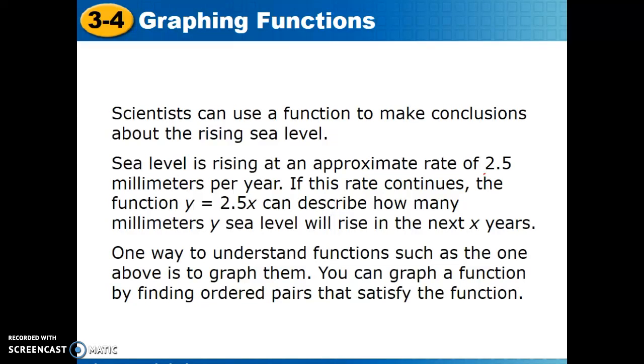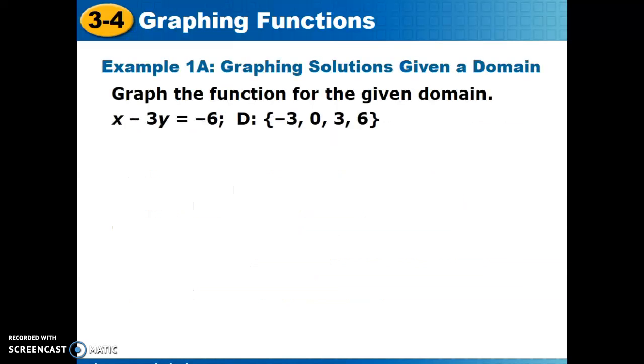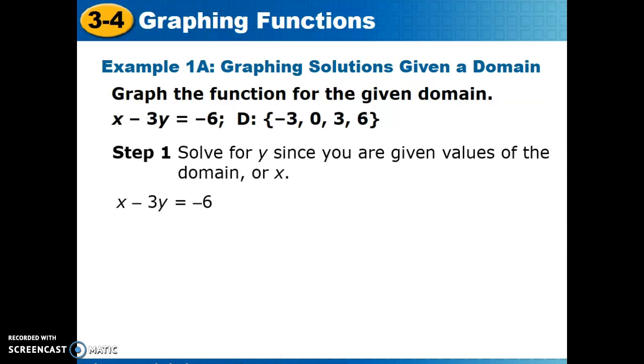One way to understand a function, such as the one above, is to graph it. We can graph by finding ordered pairs that satisfy the function. Now, we are going to be given a domain. Here you see the D colon followed by a bracketed set of numbers. These are the x values that we're going to be plugging into the function. Our function is x minus 3y equals negative 6. To solve for y, since we're given the values of x, that would make perfect sense.